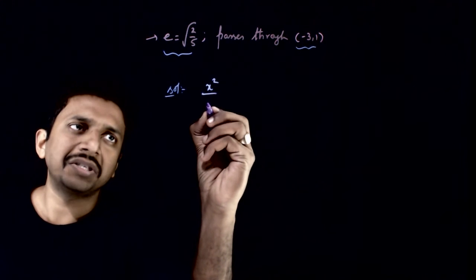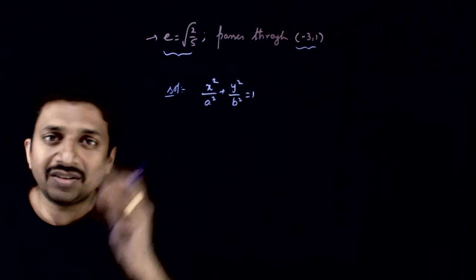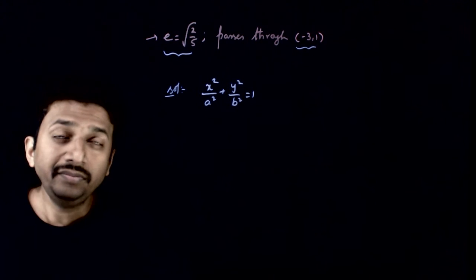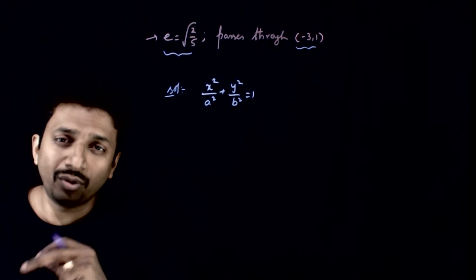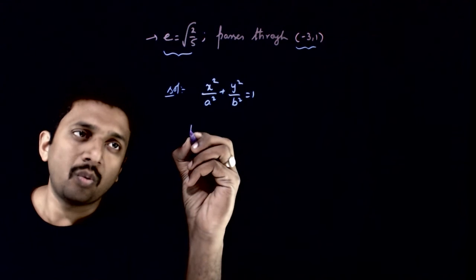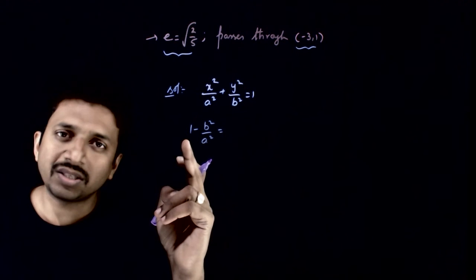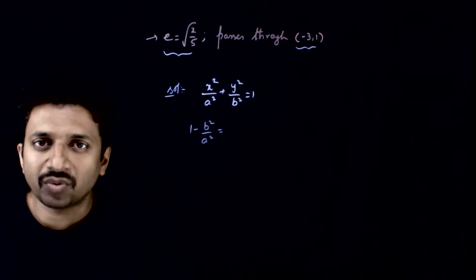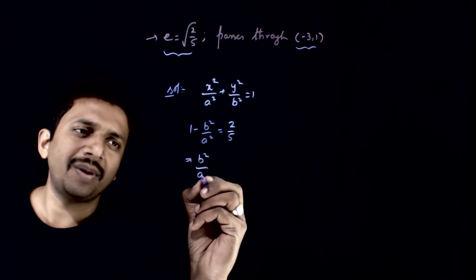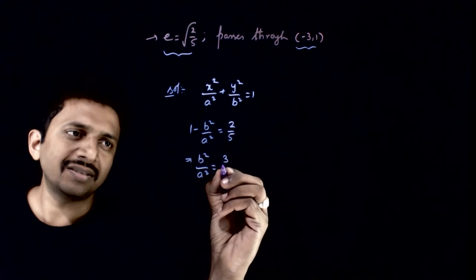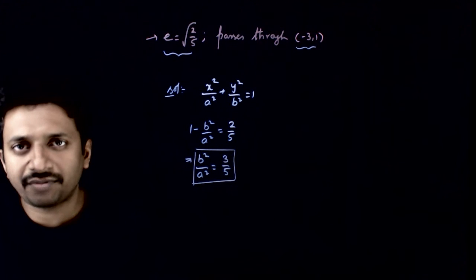So let us assume that the equation is x²/a² + y²/b² = 1. Let us assume that this is the equation of the ellipse. Now, what are the equations that you have? The eccentricity is √(2/5). So 1 - b²/a² is nothing but e², right? e² = 1 - b²/a², and this is equal to 2/5. This implies b²/a² has to be equal to 1 - 2/5, which is 3/5. So b²/a² is 3/5.